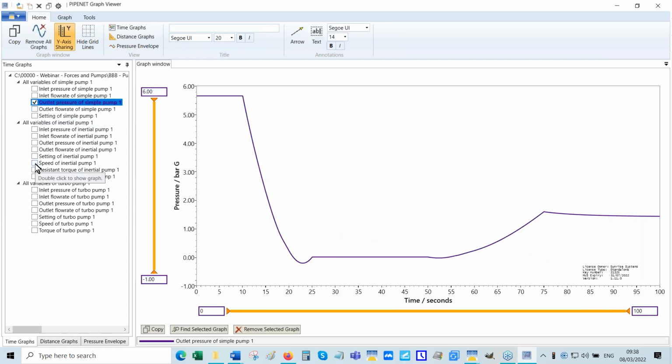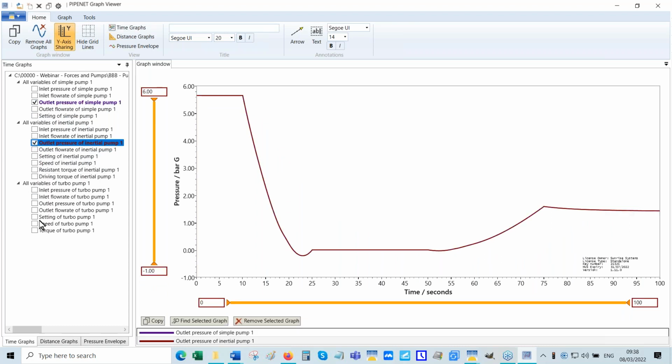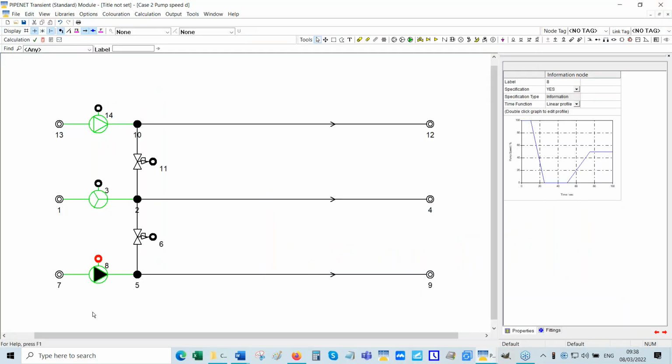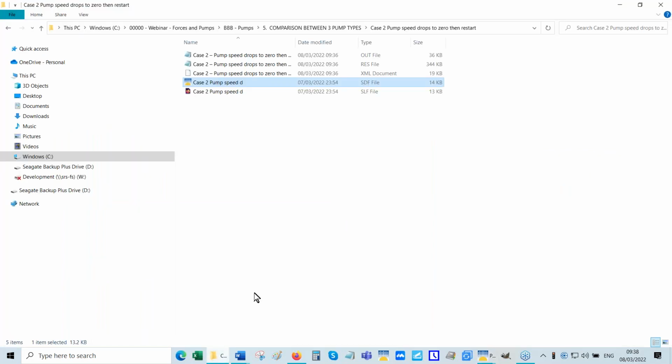Pressure. The same, very slightly different, but they all have the same pattern. So this is about pumps. I've said virtually everything I want to say.